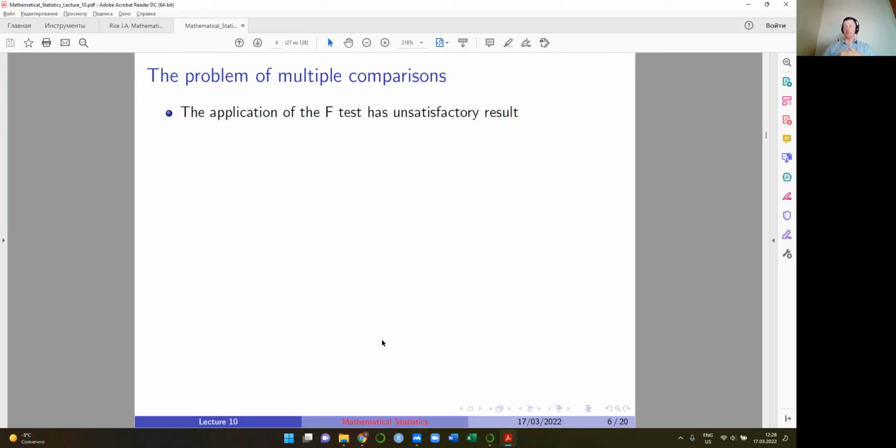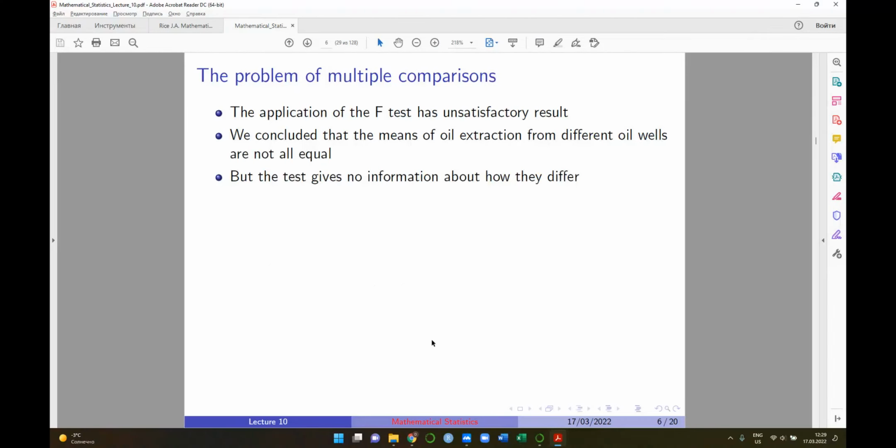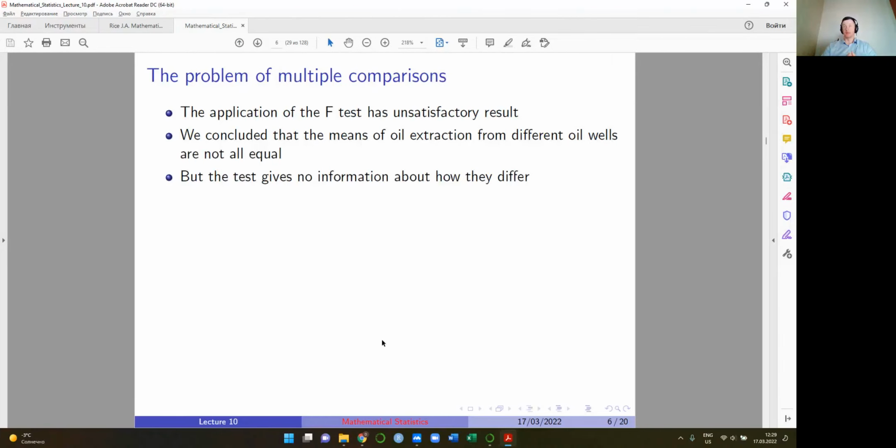The application of this F test has an unsatisfactory result. So we know that the means are different, they are not equal, but the test gives no information about how they differ. So we just concluded that among 4 oil wells, there are some oil wells that differ in terms of mean daily oil extraction. That's it. So which pairs are significantly different?